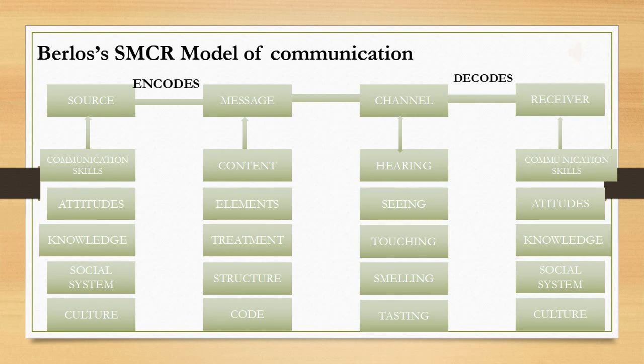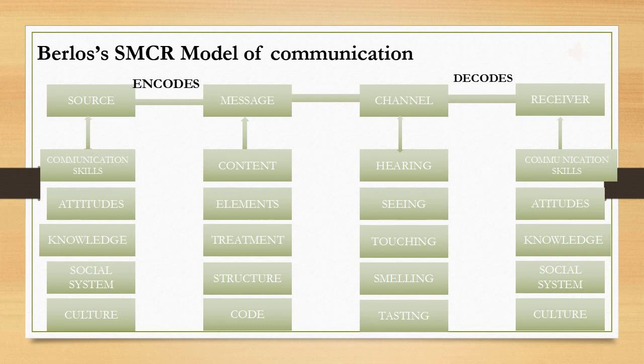Channel. The channel is the medium or means through which the message is transmitted from the source to the receiver. This can include face-to-face communication, written communication, electronic communication, etc. Receiver. The receiver is the individual, group, or audience for whom the message is intended. It is the party that decodes and interprets the message.